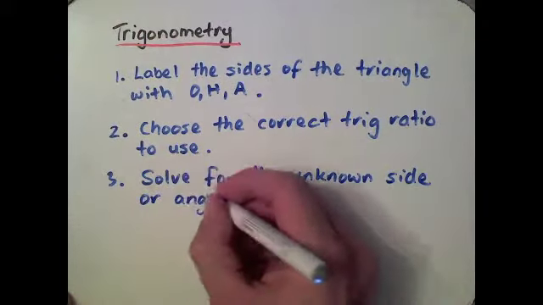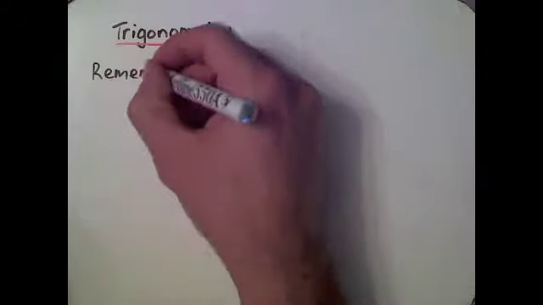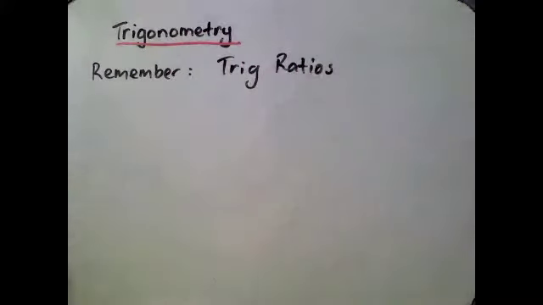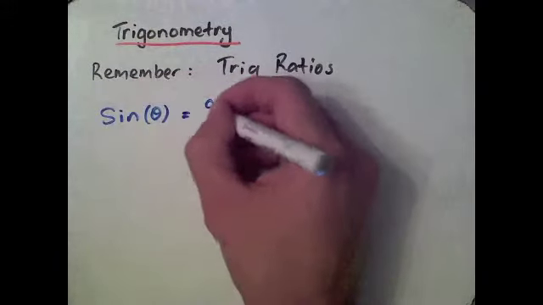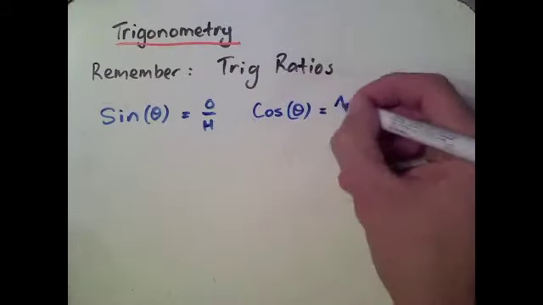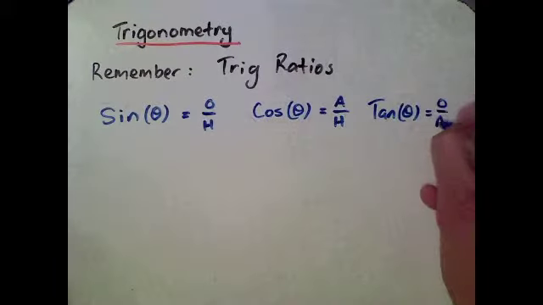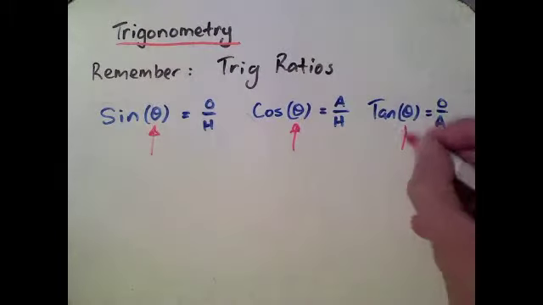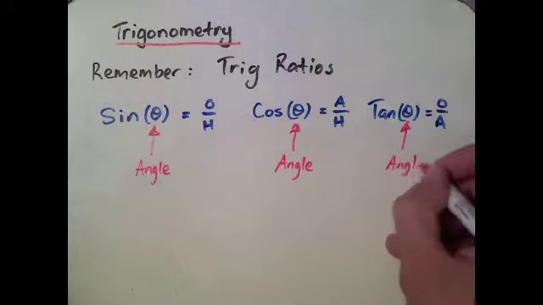Okay, so before we start examples, let's go back and remember what our three trig ratios are. So remember in class our three trig ratios we wrote down. Our first one was sine of theta is equal to O over H. There's our first ratio. Our second trig ratio is cos of theta is equal to A over H. And our third trig ratio was tan of theta is equal to O over A. Now remember, this theta is just simply a Greek symbol that represents the angle that we're going to use inside our triangle. That's all it represents.